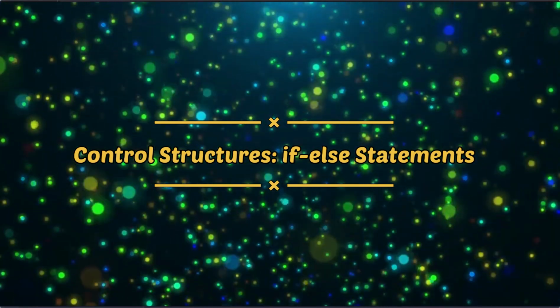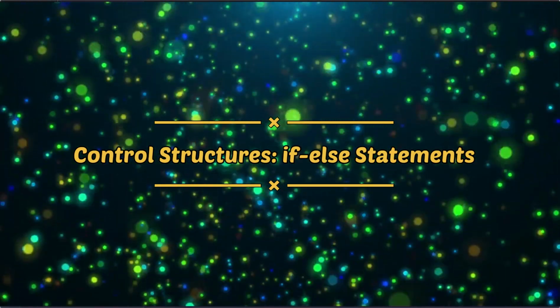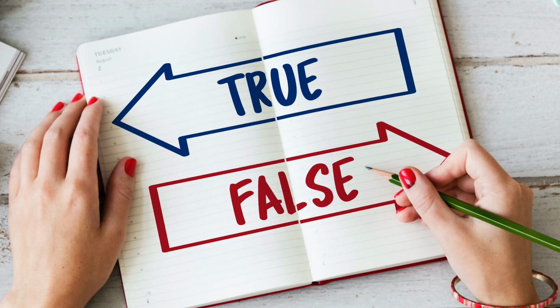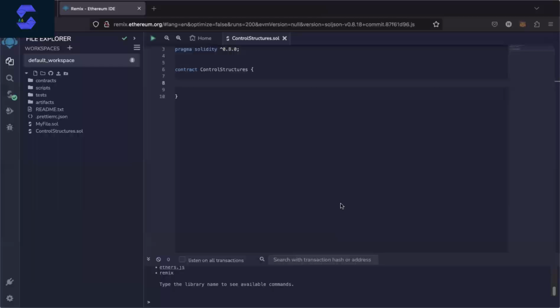Control structures allow you to control the flow of execution in your Solidity smart contracts. The if-else statement is a fundamental control structure that enables you to make decisions based on conditions. It allows your contract to execute different sets of code based on whether a condition evaluates to true or false. Here's a quick Solidity example showing if and else statements.